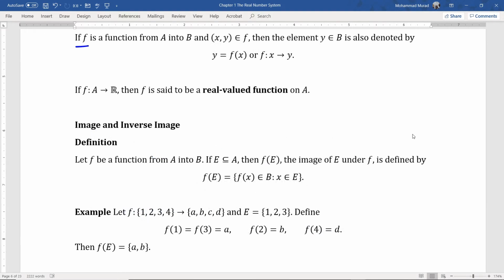If f is a function from a set A into B and the pair (x, y) is in the subset f, then the element y in B is also denoted by this symbol, which is read y equals f of x, or f, the map, sends x to y. If f is a function from a set A to real numbers, then f is said to be a real valued function on A.